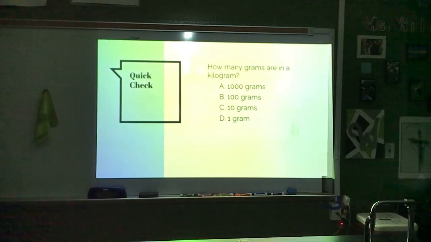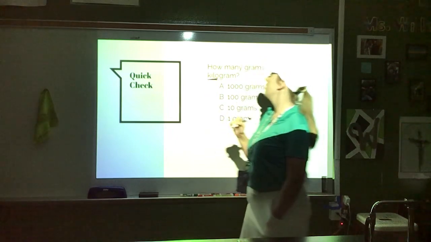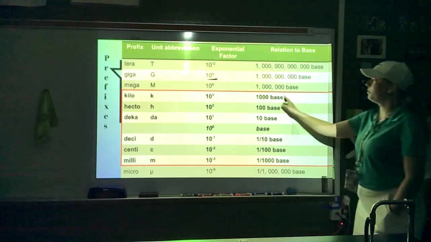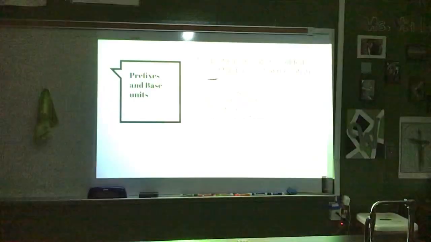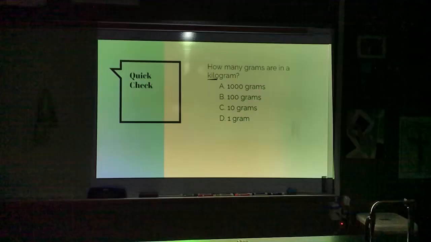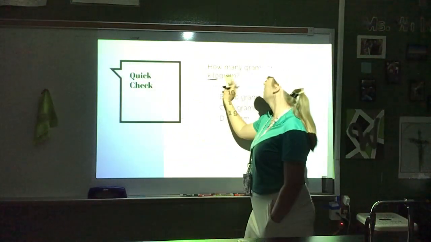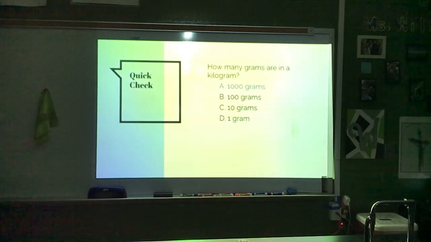Okay, so real quick, how many grams are in a kilogram? All right, so we have to look. We have our prefix kilo. If we go back to our center here, kilo falls within this 1,000. So for every one base, there are 1,000 kilos. So that means there would be 1,000 grams. So your answer should have been A. For every 1 gram, there are 1,000 kilograms, or there's 1,000 grams in a kilogram.